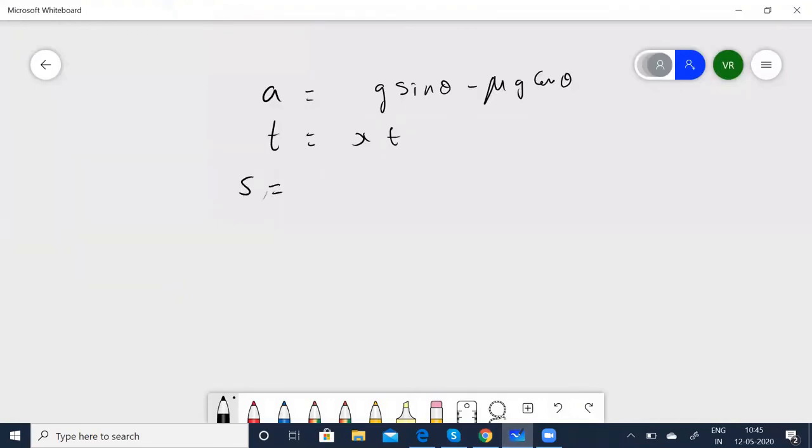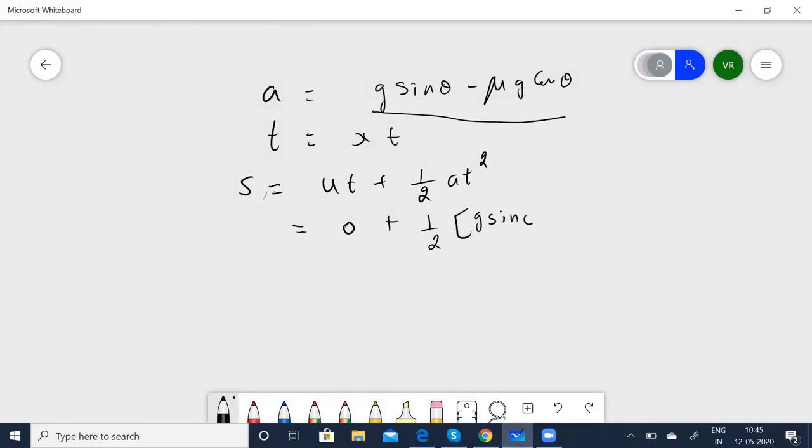S is equal to ut plus half at squared. Now you know the initial velocity is 0. So plus half into, in the place of a, we'll have to substitute this: g sin theta minus mu g cos theta, into xt the whole squared. T is now going to be xt, the whole squared. This is now going to be on the rough surface.